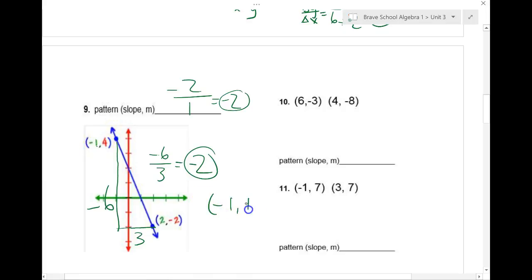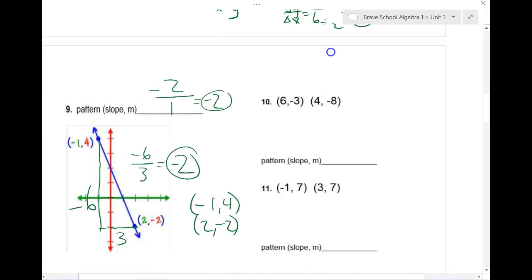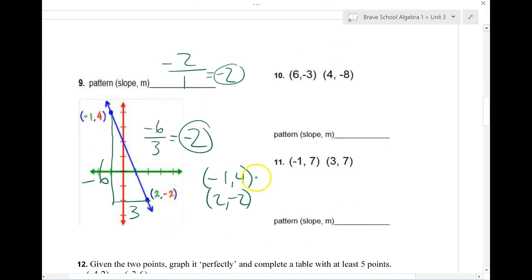Or there's another way you can do this, is take the 2 points that you're given, negative 1 and 4, and then the 2 and negative 2, and then do the same thing that we did in the problem before on the last video, which is you find the change in the y. 4 to negative 2 is minus 6. Negative 1 to positive 2 is positive 3, and we get 6 over 3, and it's the same thing over again.